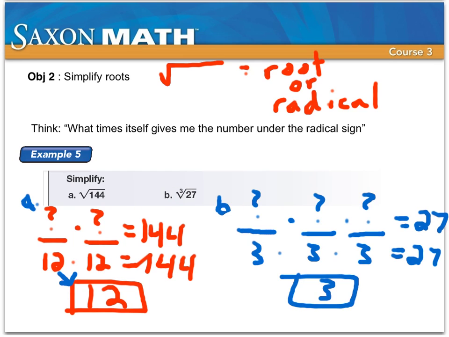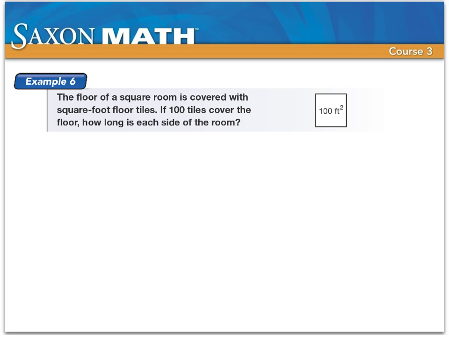Okay, let's move on to more examples. Example 6. The floor of a square room is covered with square foot floor tiles. If 100 tiles cover the floor, how long is each side of the room? Basically, they're telling us that in this little space right here, there are 100 little tiles. You will notice this is a square. This is our area in here. Remember the area of a square? Area equals a side squared. They're telling us the area is 100.